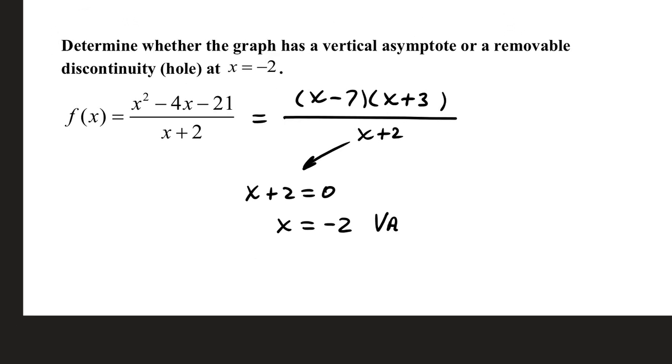Determine whether the graph has a vertical asymptote or a removable discontinuity at negative 2. For this function, we can factor the numerator. Negative 7 and positive 3 add up to negative 4 and multiply to negative 21. So we can factor the numerator. However, there is no factor in the numerator that allows us to cancel out the denominator. And since we can't remove it, we have a vertical asymptote at x equals negative 2.